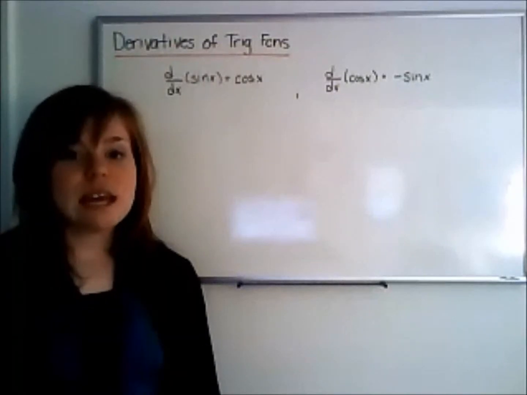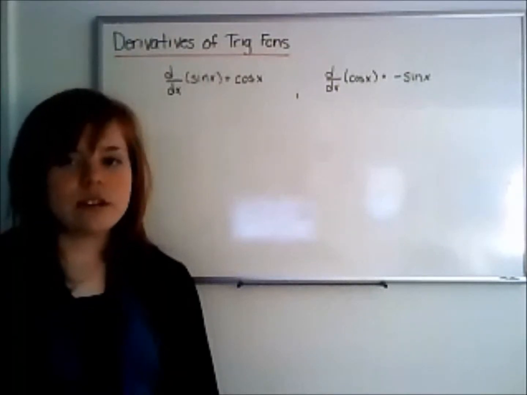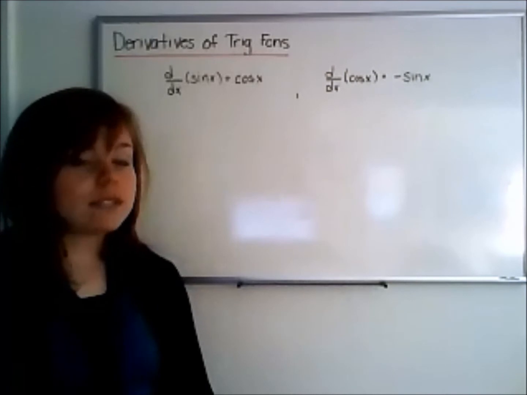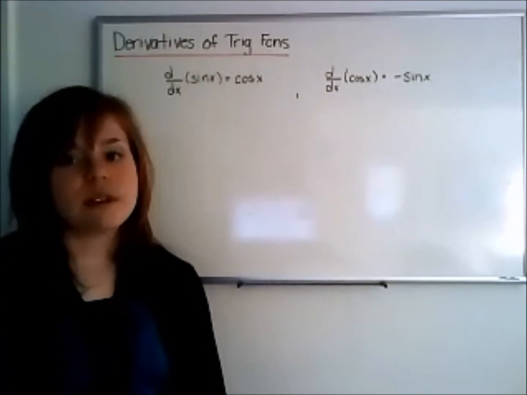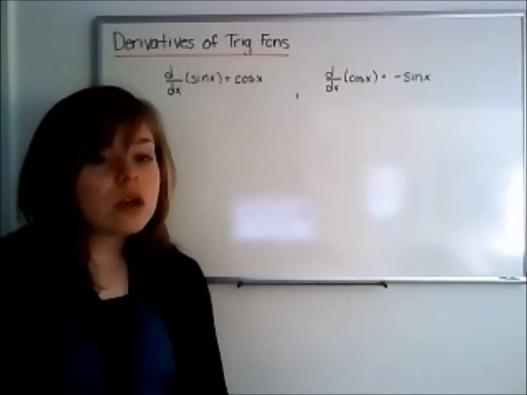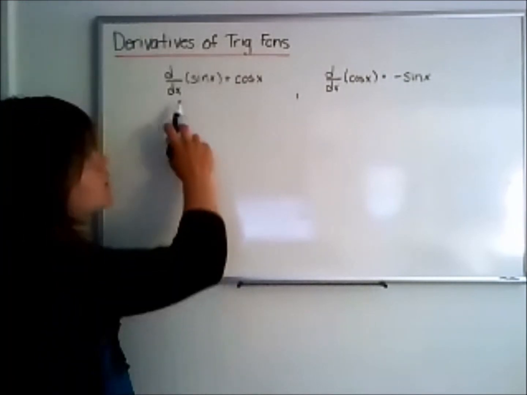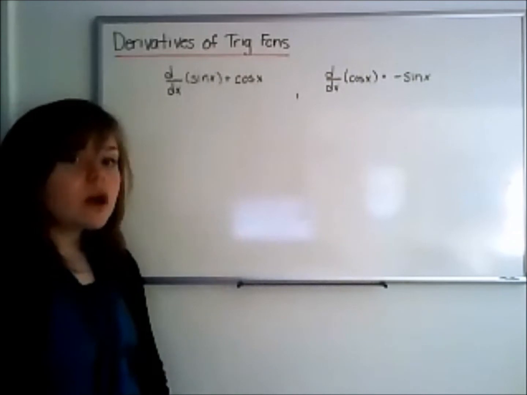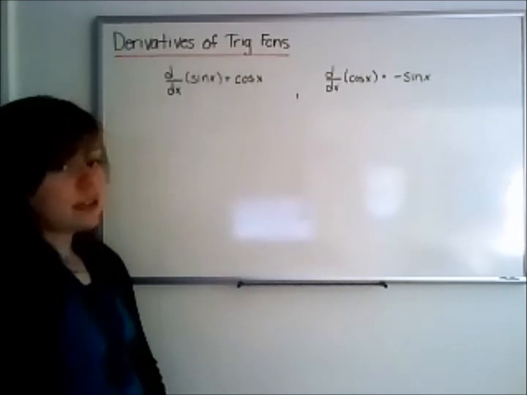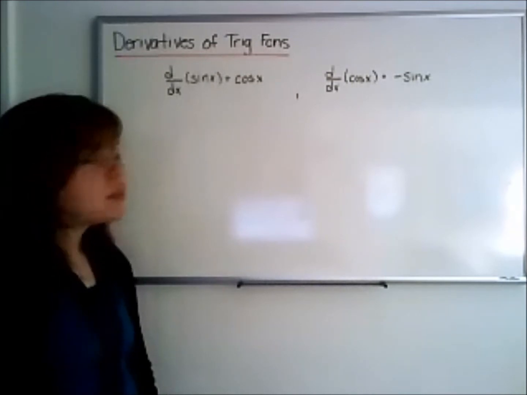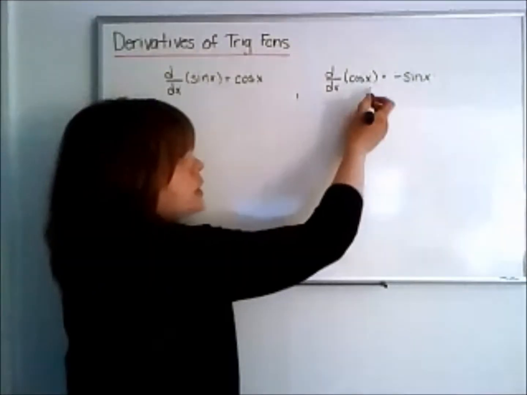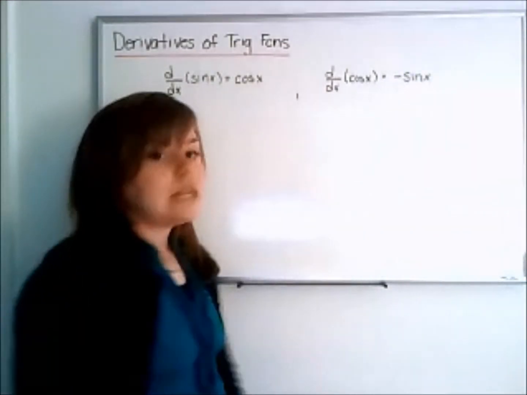Hi, I'm Chelsea, and today I'm going to show you how we can use the derivatives of sine and cosine to find the derivative of the tangent of x. So to begin, first let's define what the derivative of the sine function is. So d/dx of sine of x is equal to cosine of x, and the derivative of cosine of x is equal to the negative sine of x.